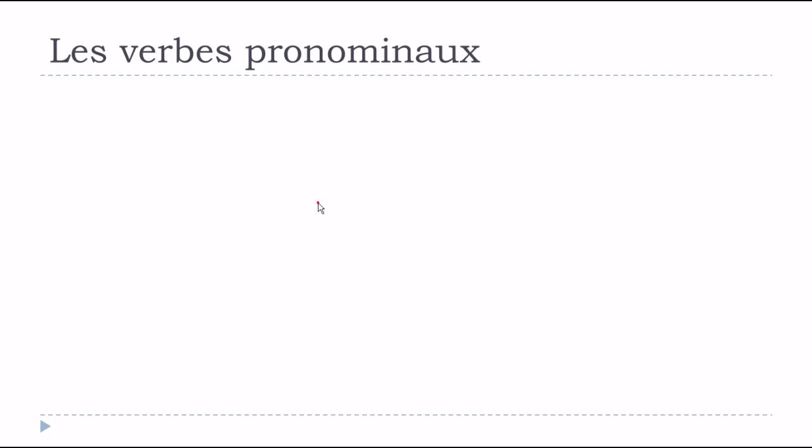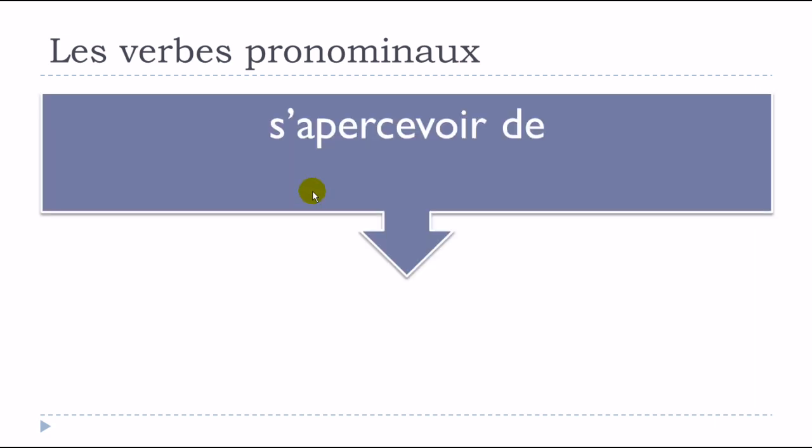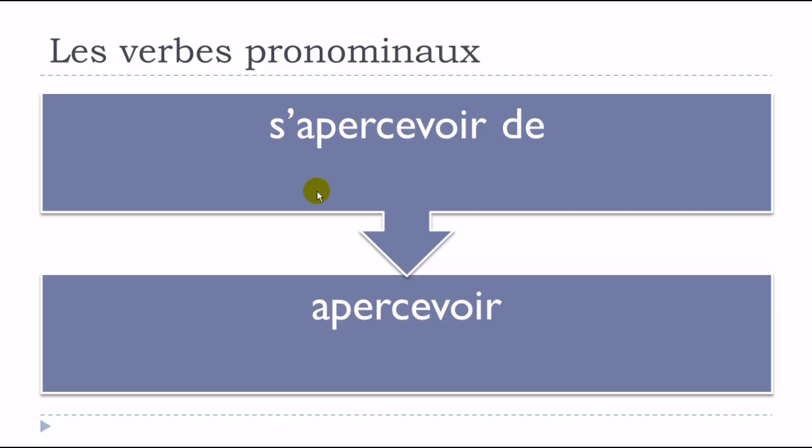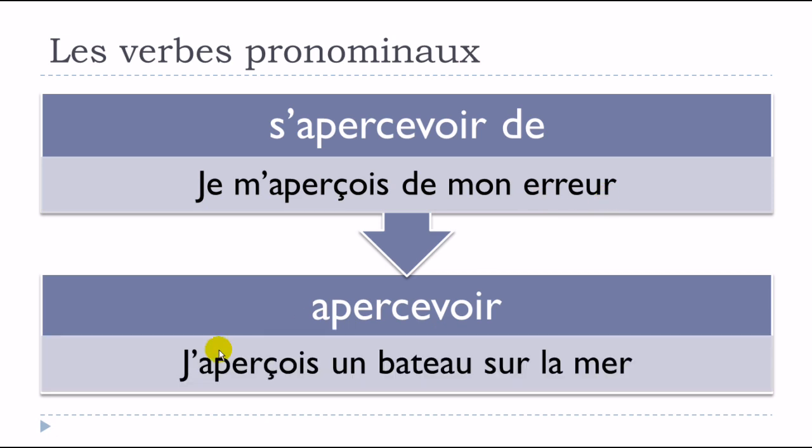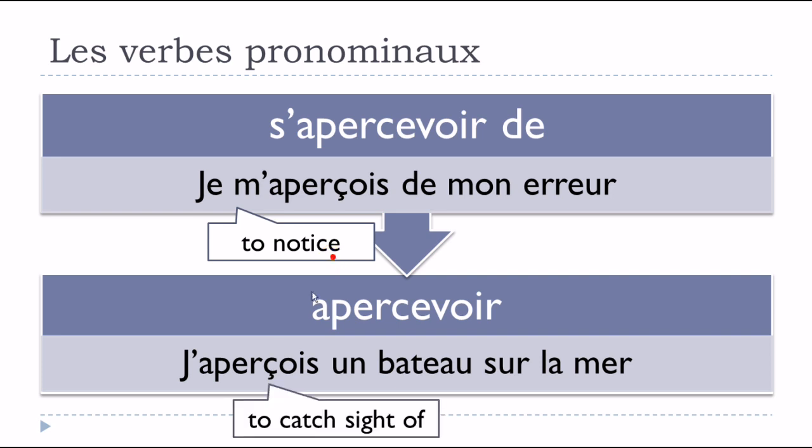Okay, so remember that, well, we can have an example here now. S'apercevoir de, and then apercevoir. Je m'aperçois de mon erreur, and then j'aperçois un bateau sur la mer. Okay, so in these two cases, the first one, s'apercevoir, will be translated by to notice, and then here, j'aperçois un bateau sur la mer, to catch sight of. As you can see, of course, they look the same because you get apercevoir and s'apercevoir, but the meaning is really, really different.